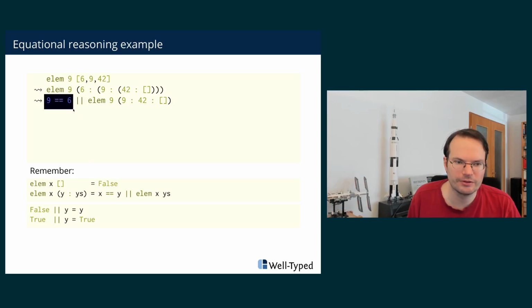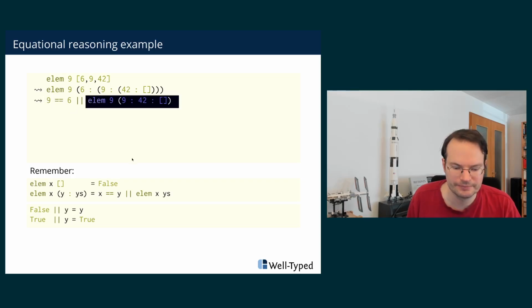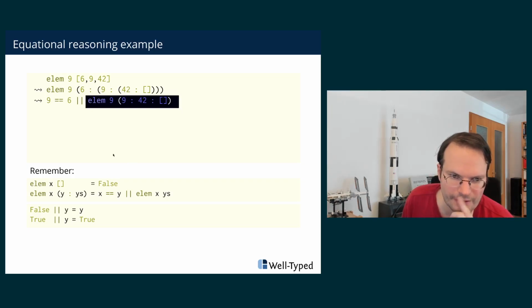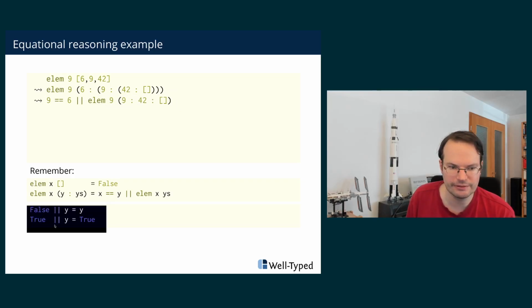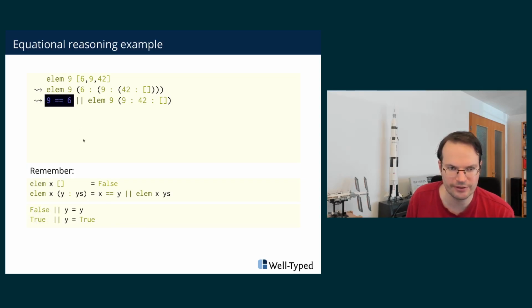And the left argument of the OR is 9 == 6. And the right argument of OR is this recursive call to elem. Now we can look at the definition of OR. And now we see something interesting that happens occasionally, right? In order to make a decision between these two cases here, we have to know what the first argument of OR is. We have to know whether this is false or whether this is true. So we cannot, at this point, immediately make this decision. We have to evaluate the first argument further until we can make that decision.